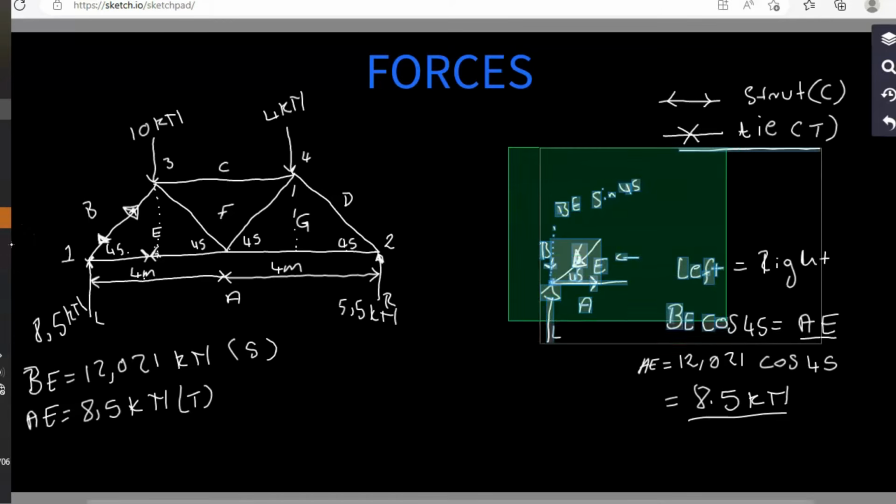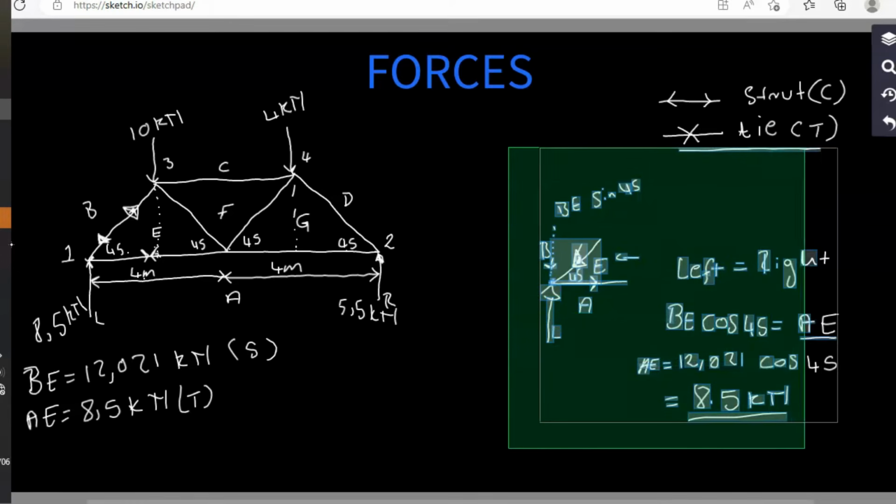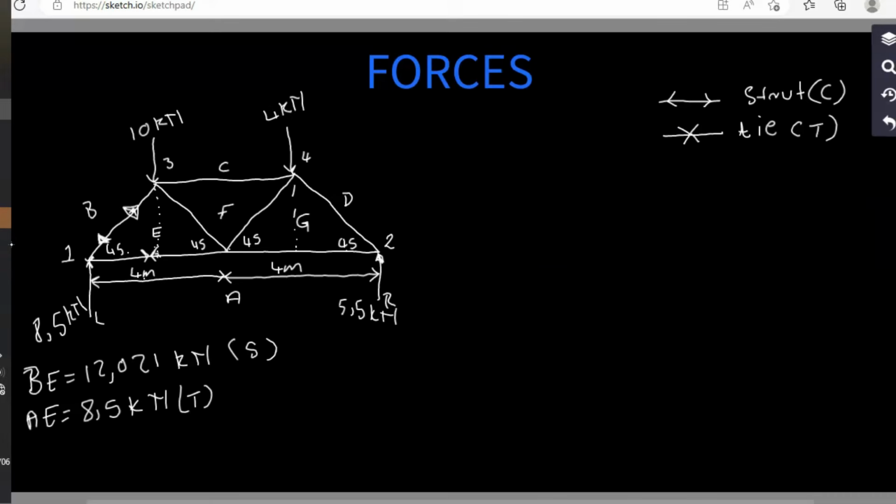Let's do the calculations again, but now we are doing the calculations of point number 2. So we are going to draw the structure again. This is R. We have AG and we have DG. This is G, this is D, and this is A, angle of 45 degrees. And this is R.